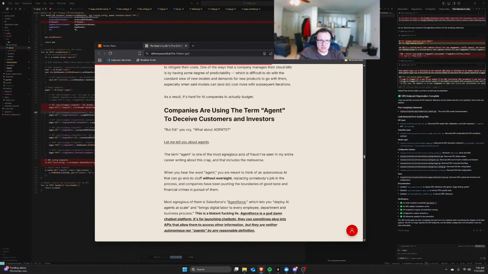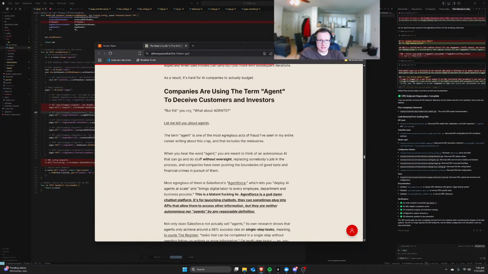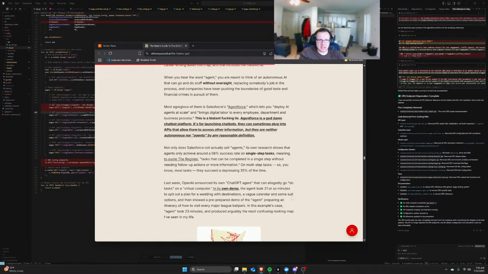An agent is something that can do it without oversight. Agentforce, which lets you deploy AI agents at scale, bring digital labor to every employee, department, and business process. It's a blatant lie. Agentforce is a chatbot platform. It's for launching chatbots, and they can sometimes plug into APIs that allow them to access other information, but they are neither autonomous nor agents by any reasonable definition.